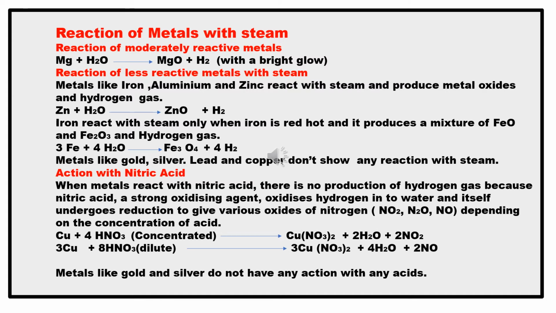And the nitrogen products that are produced by the nitric acid, like nitrous oxide, nitric oxide, nitrogen dioxide, the type depends on the concentration of the acid. So it varies. If the concentration is more or less or moderate, the nitrogen products formed will vary.